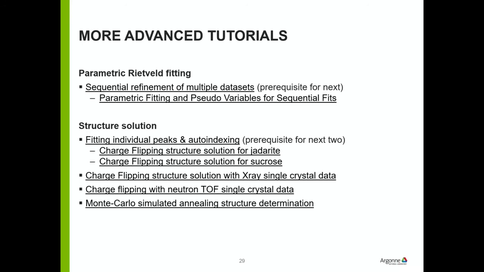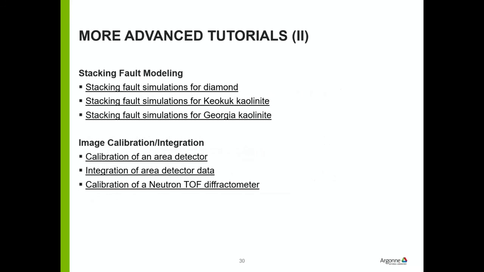For structure solution, there's a couple of these. One of them is, in order to solve a crystal structure from powder diffraction, the first thing you have to do is find out where all the peaks are, index them, and identify what the lattice is, and then work out what the space group is, and then you can go on and do the next step, which is to do charge flipping structure solutions or Monte Carlo structure solution. So that's what that's about.